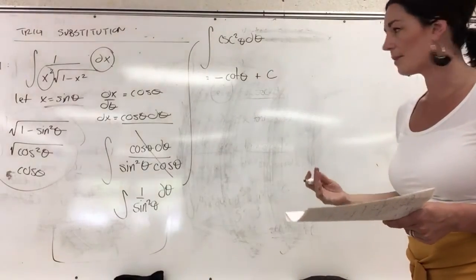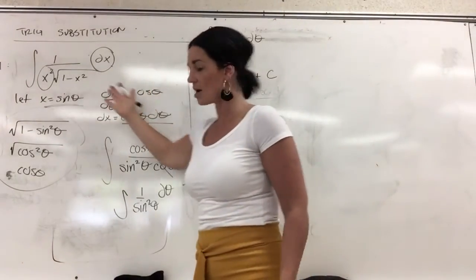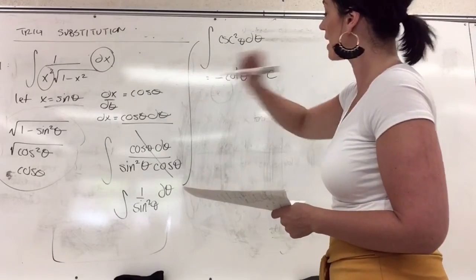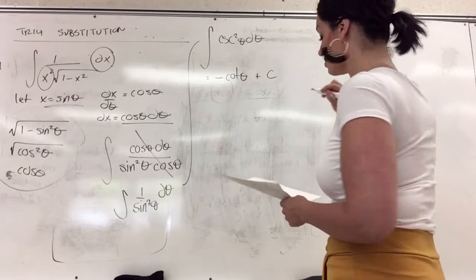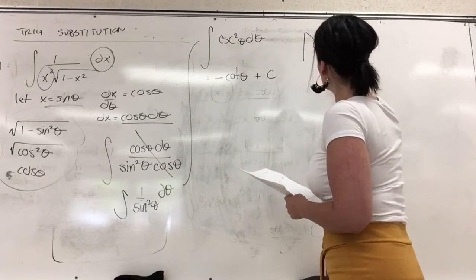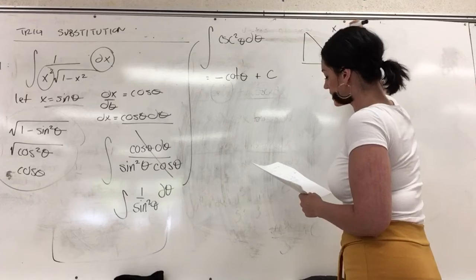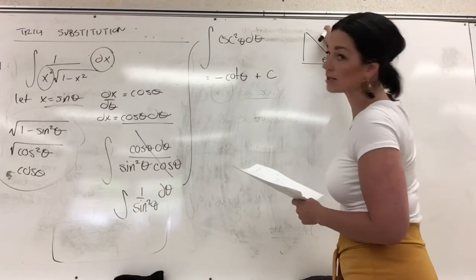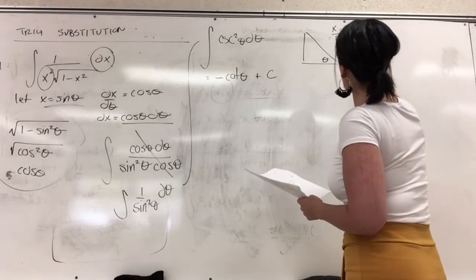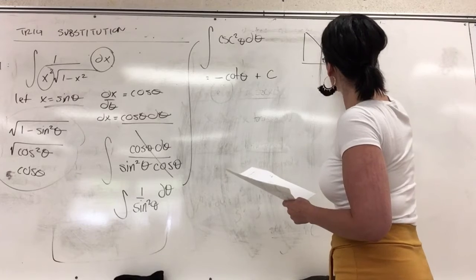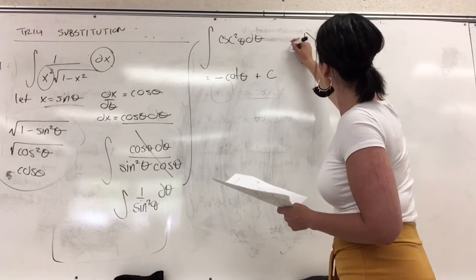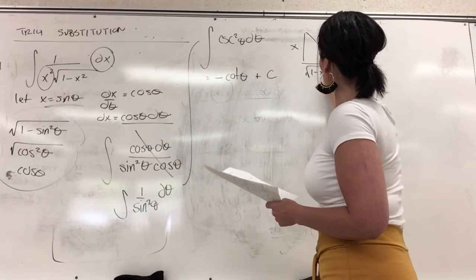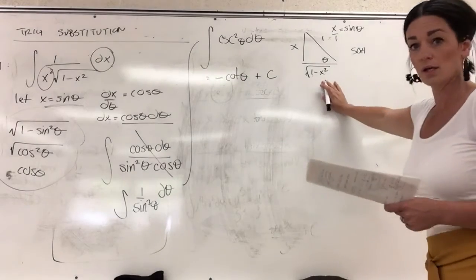So now we've integrated, but my question is in x's. I'm not going to leave my answers in thetas. So what I'm going to do is go right back to my original let statement, and I'm going to make a triangle to describe it, okay? So here's my triangle, here's my theta. I let x equal sine theta. So let's say x over 1. Sine is, let's go SOHCAHTOA, opposite over hypotenuse. So this squared minus this squared, square rooted, goes here, okay? So I just made my triangle.